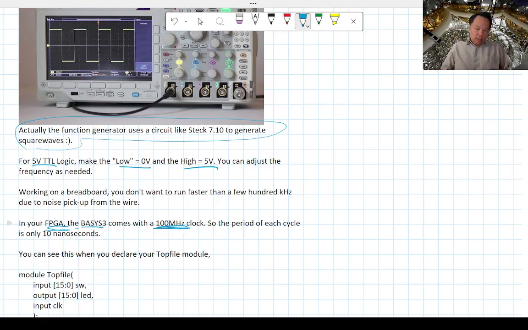But the limitation on the clock speed is really due to the fact that light propagates at a finite speed. Okay, 100 megahertz is equivalent to a period of 10 nanoseconds. So 10 nanoseconds means the light can travel about 10 feet. Okay, so any wire that's longer than 10 feet is going to get out of sync.